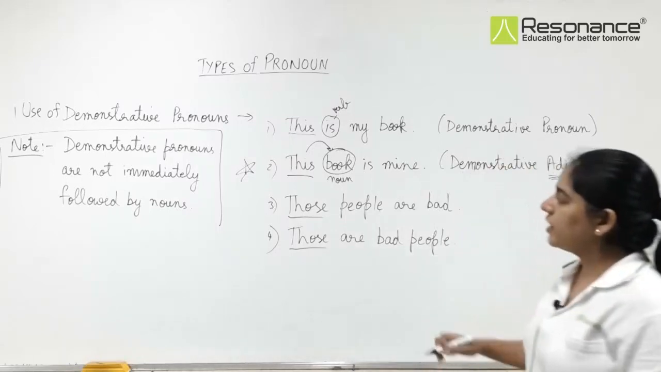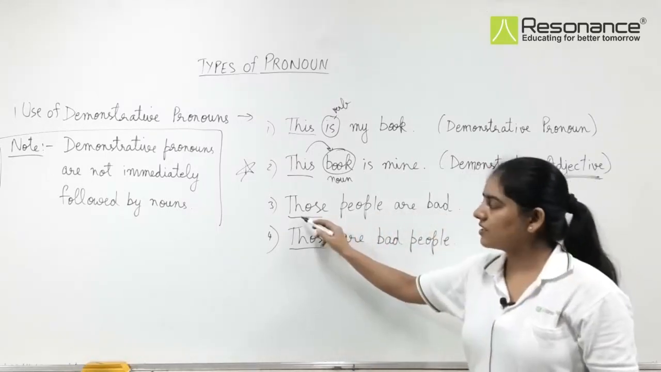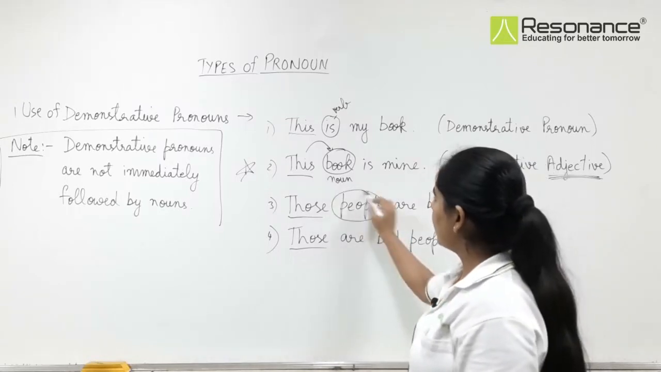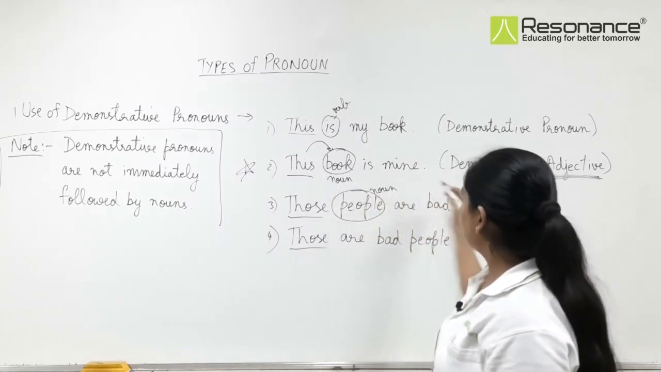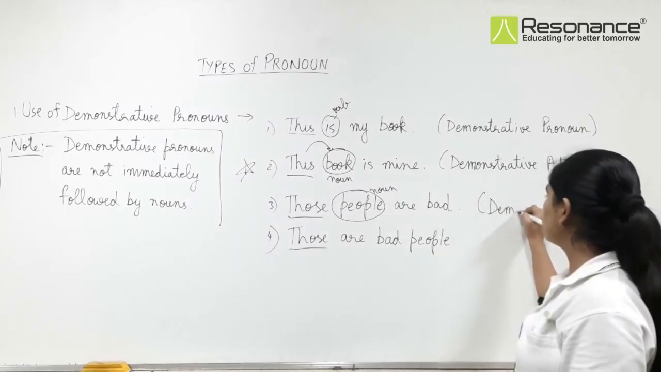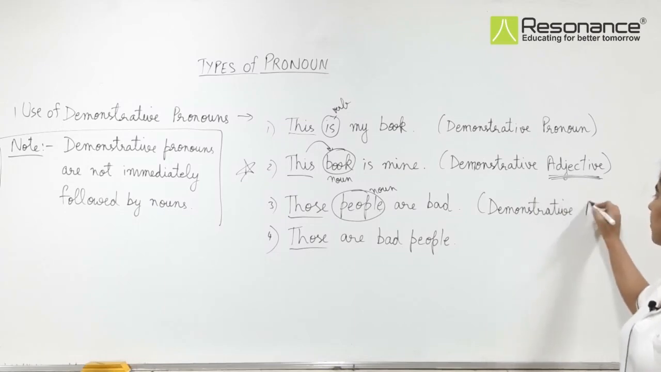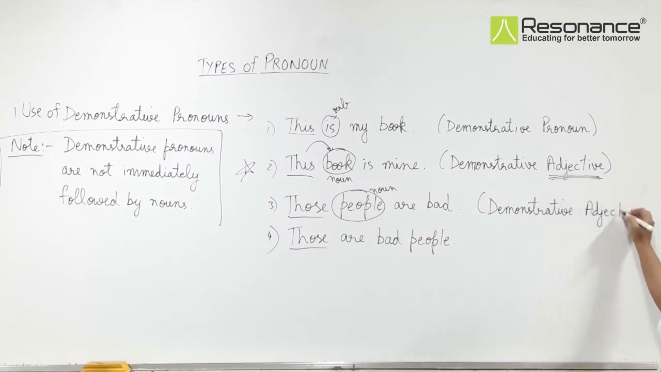Okay, similarly those people are bad. Now here those is the demonstrative word. Okay, but it is immediately followed by a noun. Fine, so here those is what? Here those is demonstrative adjective. It is not a demonstrative pronoun. Fine, this is the difference between demonstrative adjective and demonstrative pronoun.